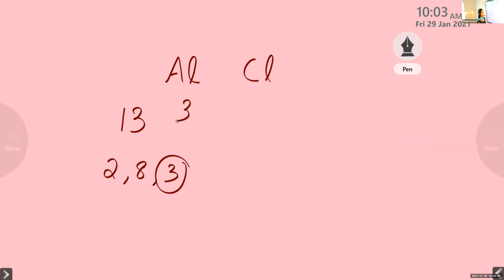The next one, chlorine. What about the atomic number of chlorine? Srihari? 17. Yeah, it's 17. So the electron distribution? 2, 8, 7. So what about the valency? 1. Because one more electron is needed to fill the outermost shell. So the valency is 1.